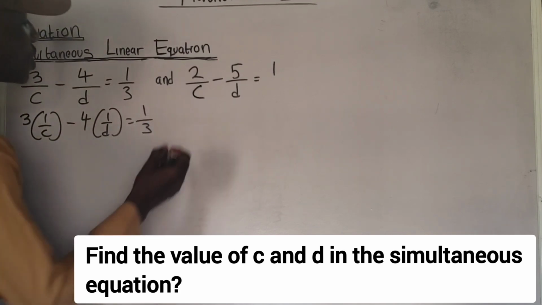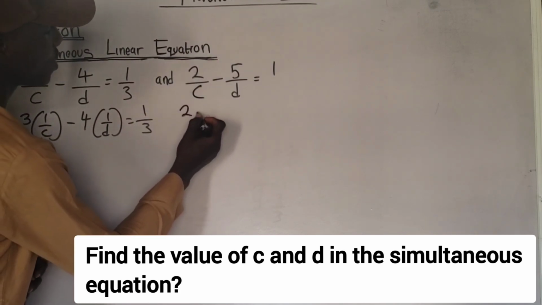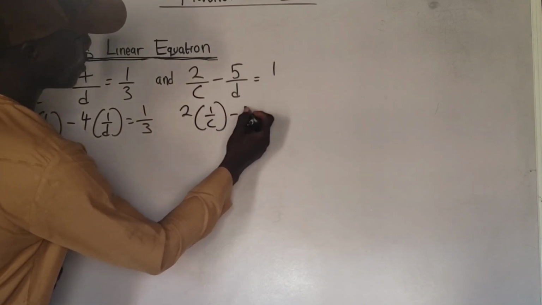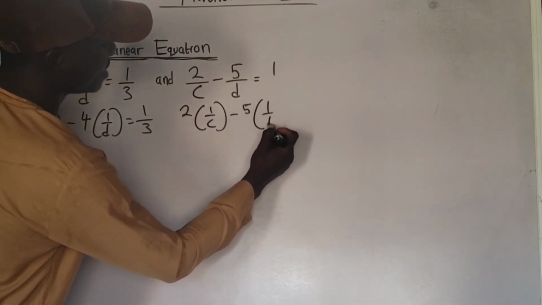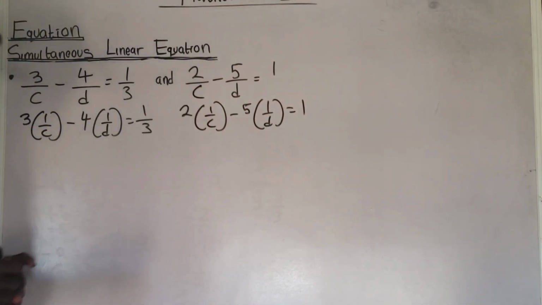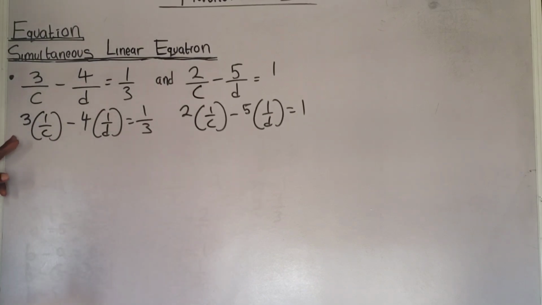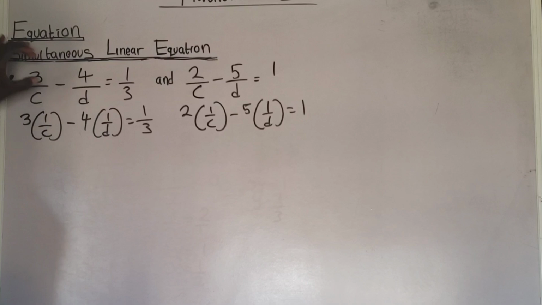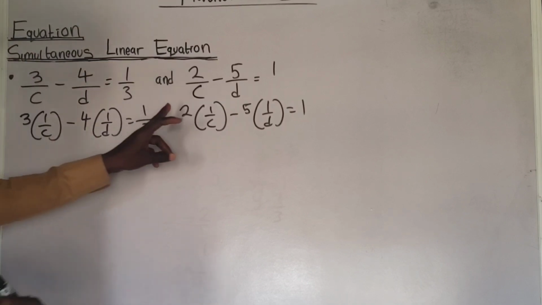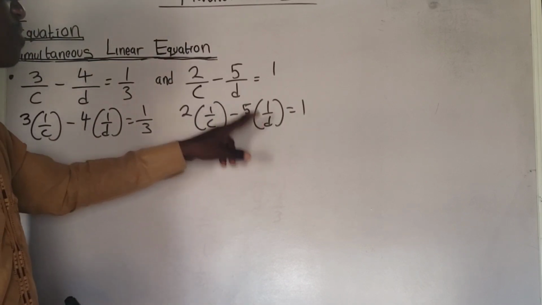And for the second equation, 2 over c can be written as 2 into bracket 1 over c minus 5 into bracket 1 over d is equals to 1. I've not done anything. If you open this bracket using this 3 and this 4, you are still going to have this. If you open this bracket using the 2 and the negative 5, you are still going to have this.